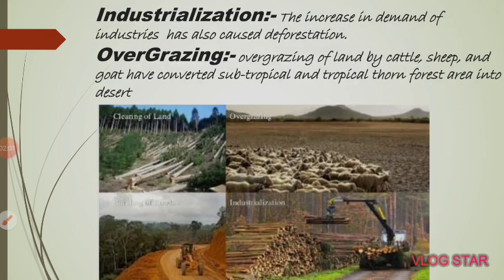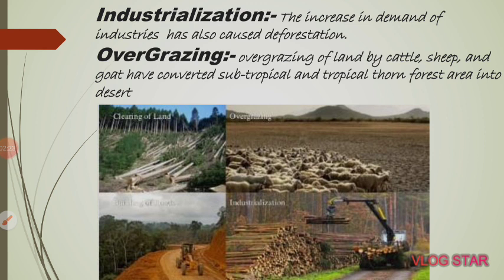Now, industrialization, the increasing demand of industry, is also a cause of deforestation. You know that they need wood for fuel purposes, or for other things they want to make. So with the industry's demand increasing day by day, we need more and more wood, and we are cutting the forest.